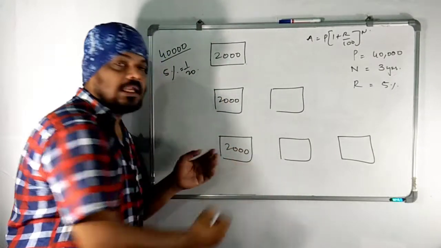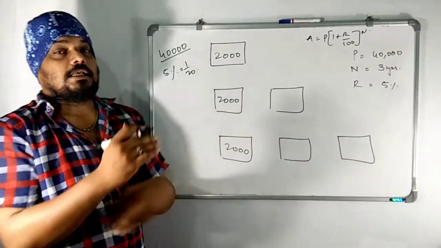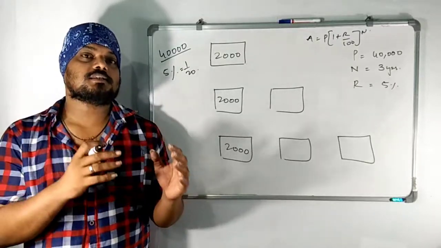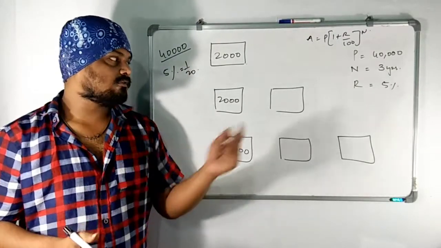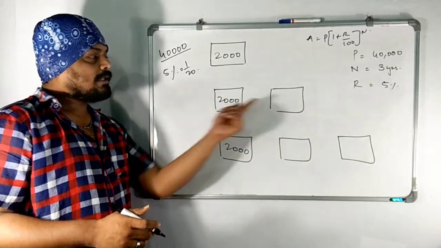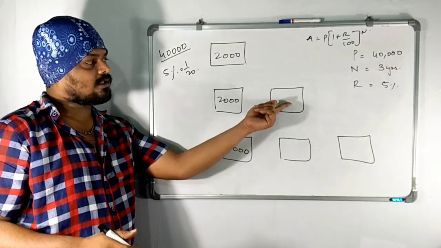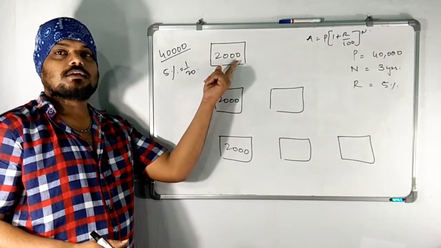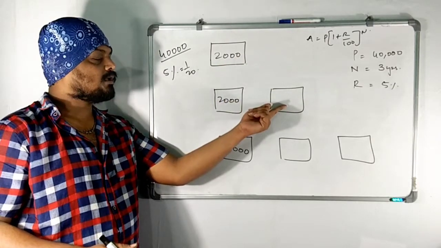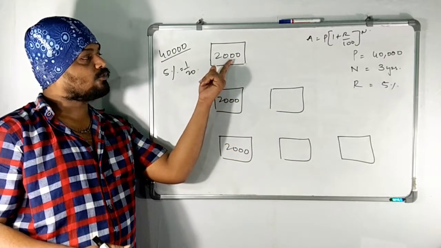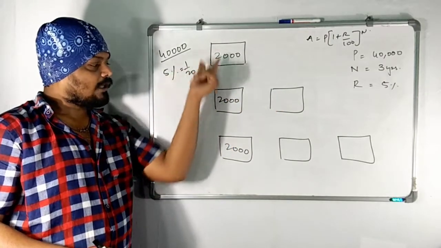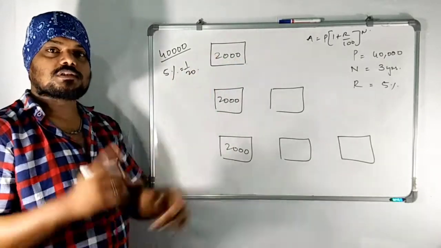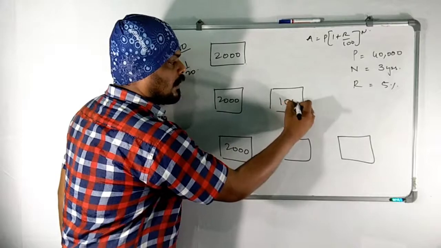But according to the condition of the question, it is increasing successively. So later what happens here is, this value is increasing upon the first year value. So 5% upon 2,000 is how much? Total value we have taken as 5%. So 5% upon 2,000 is 100. So here it is 100.